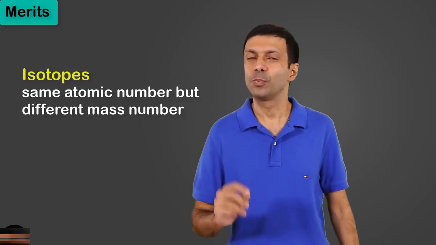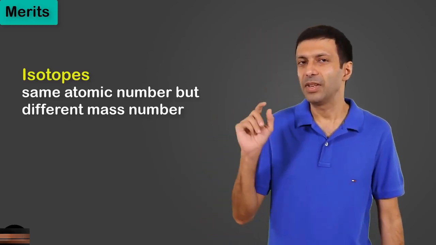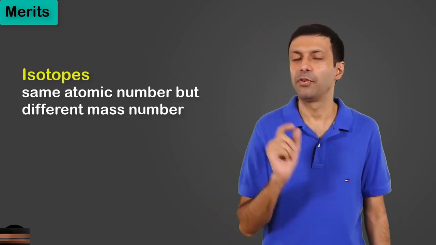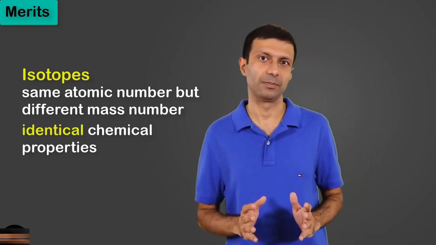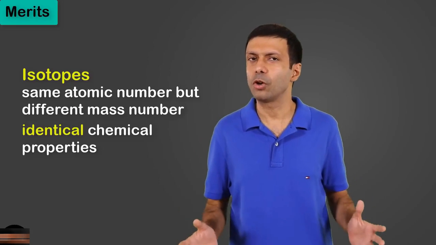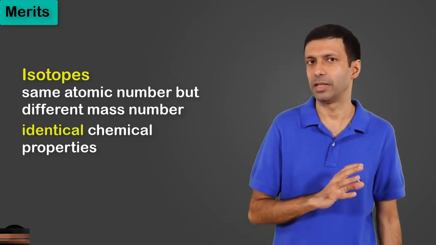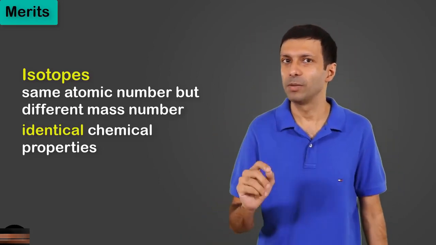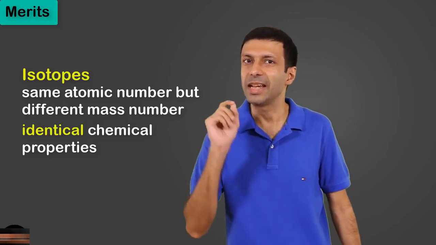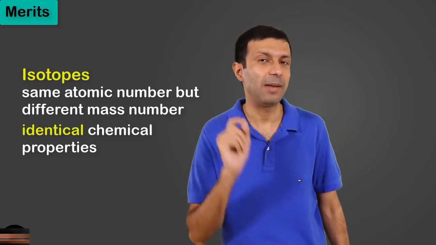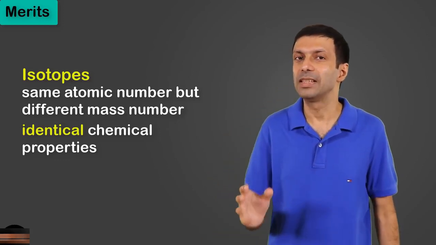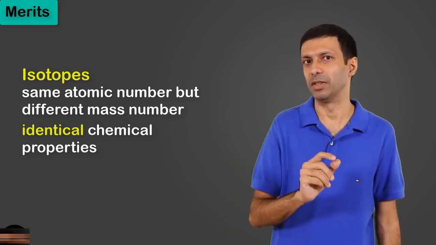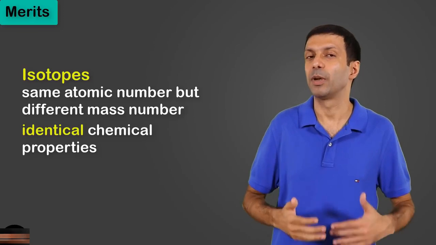First, let's talk about isotopes. Isotopes are atoms of an element having same atomic number but different mass number. They have identical chemical properties. Now, isotopes could not fit into Mendeleev's periodic table, but in the modern periodic table, they fit in nicely because they have the same atomic number. So, isotopes of an element belong in the same position as the element, and that makes sense because they have same chemical properties.